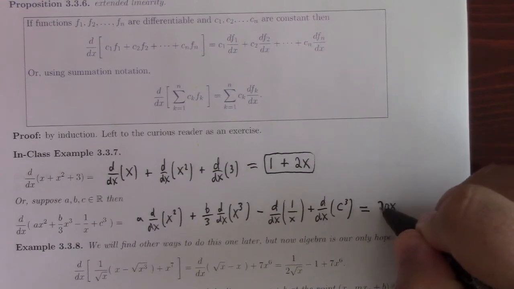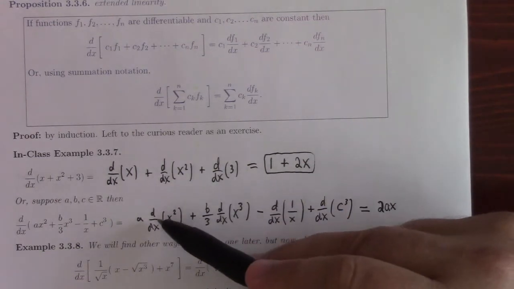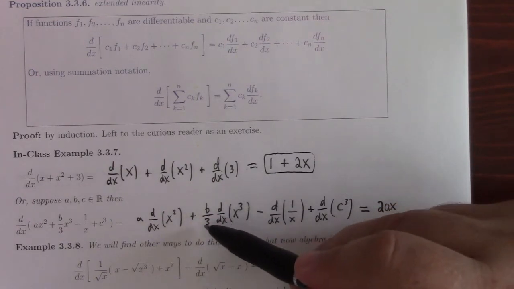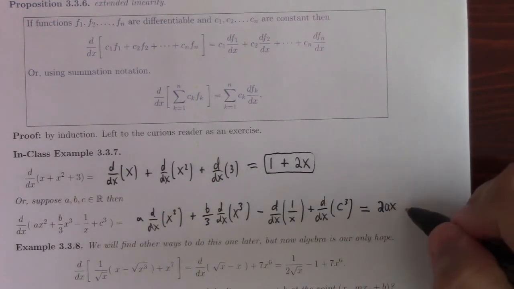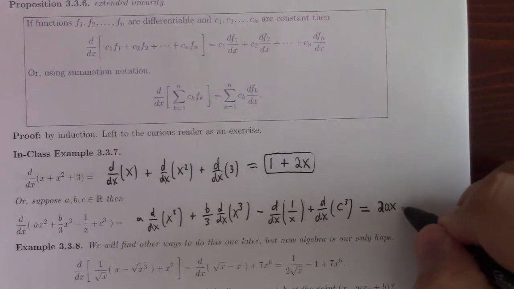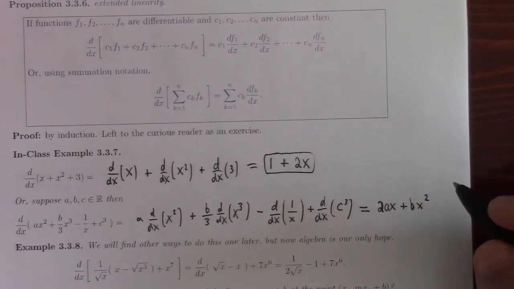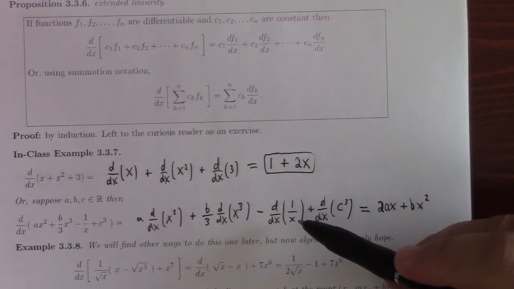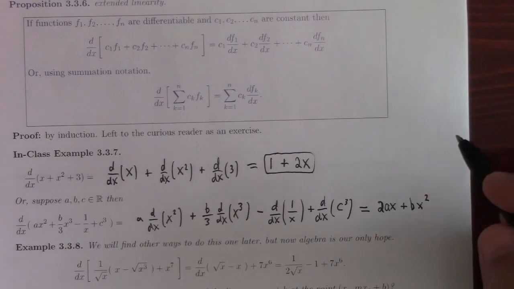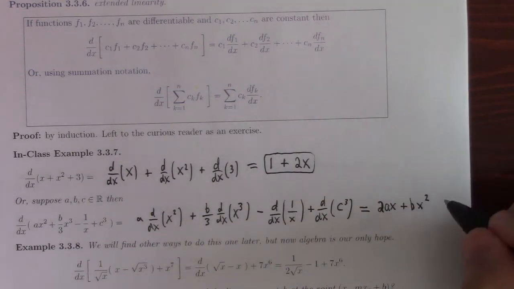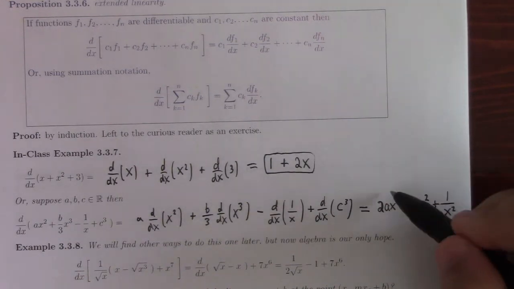And so what we got here is 2ax from that term, that's 2x. This gives us 3x squared. The 3 cancels the third, so we get plus bx squared. The derivative of 1 over x was minus 1 over x squared, but there's a minus here already, so it's just plus 1 over x squared. So there you go.